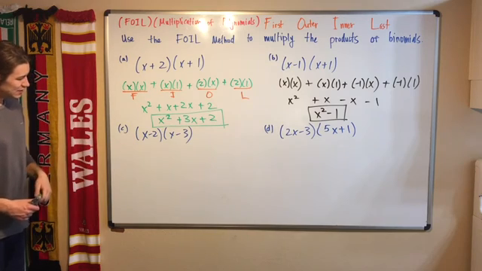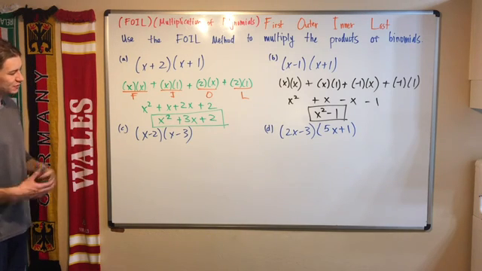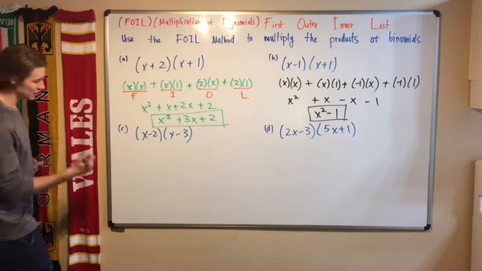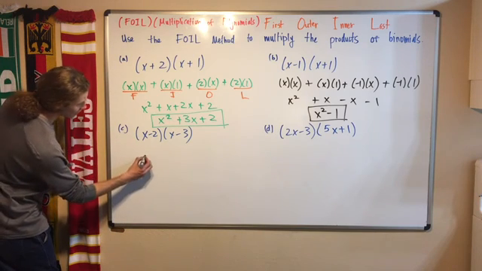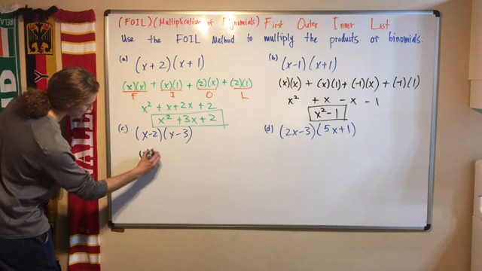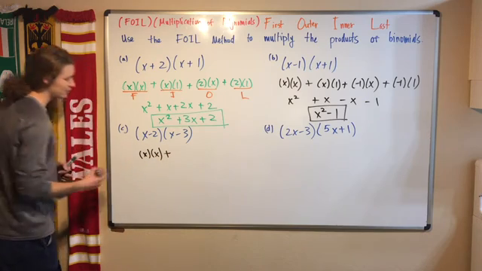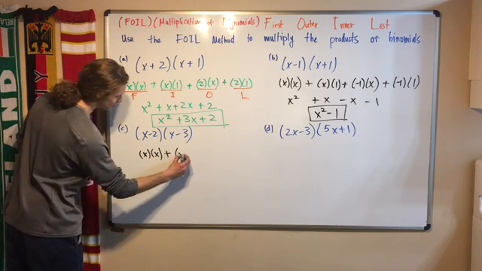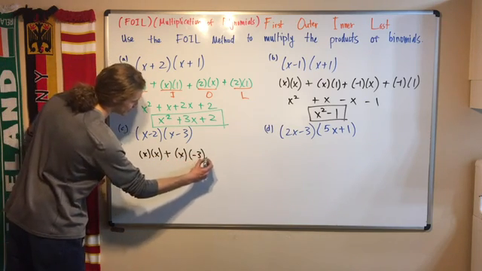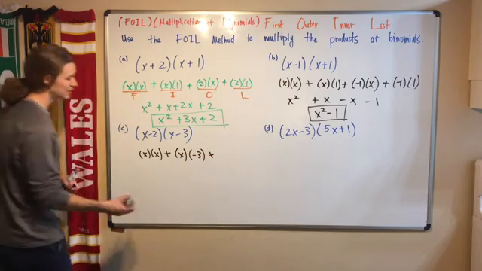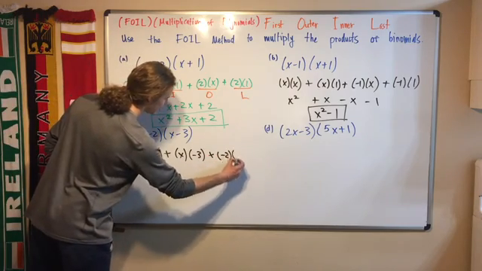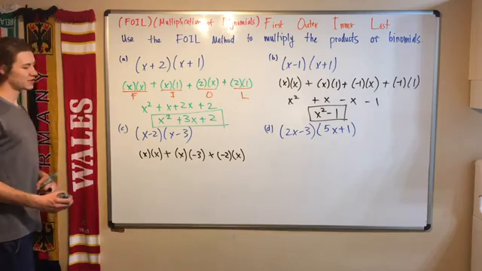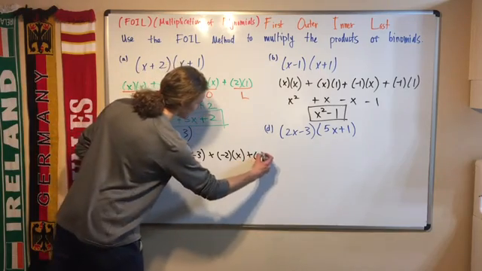Let's look at C. So we have x minus 2 times x minus 3. Let's compute by using FOIL. Let's find the product of the first terms. That's x times x. And add to that the product of the outside terms. That's x and negative 3. Add to that the product of the inside terms. That's going to be negative 2 and x. And add to that the product of the last terms. That's negative 2 and negative 3.